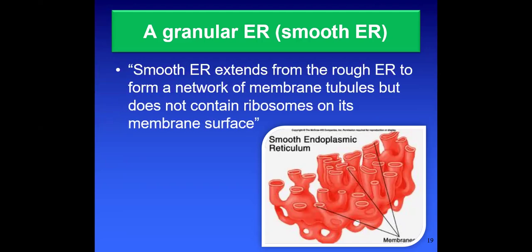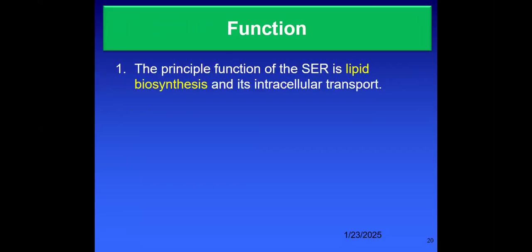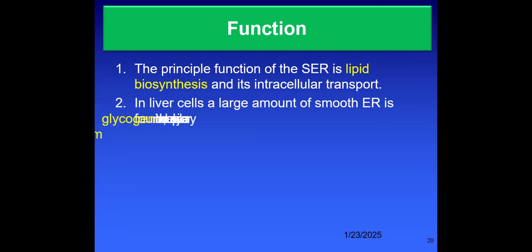The smooth endoplasmic reticulum extends from the rough endoplasmic reticulum to form a network of membrane tubules but does not contain ribosomes on its membrane surface. As there are no ribosomes, protein synthesis is not a function of this agranular endoplasmic reticulum. Its main function is lipid biosynthesis and its intracellular transport.